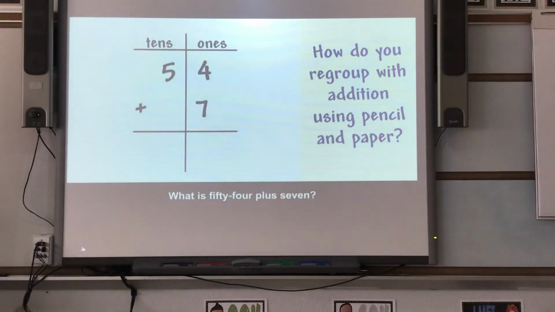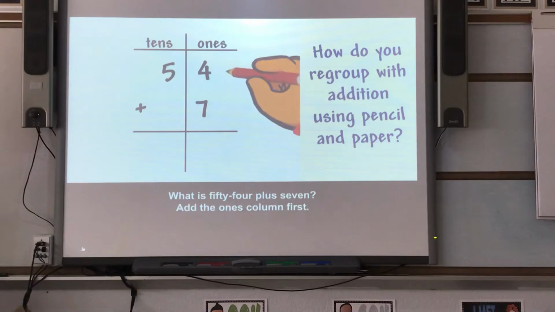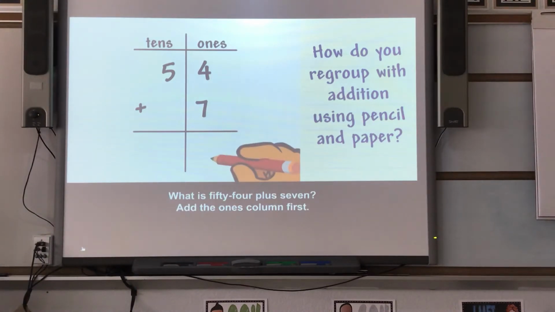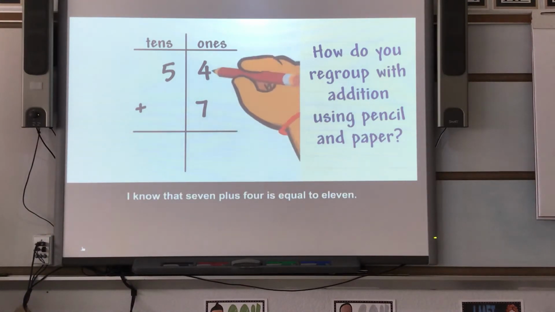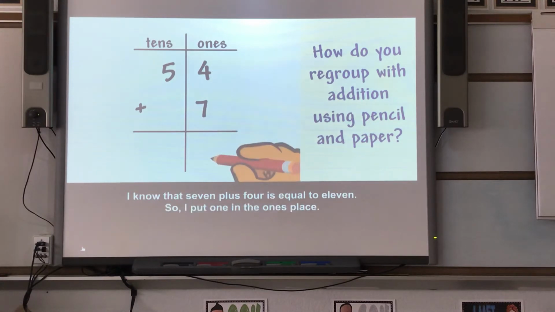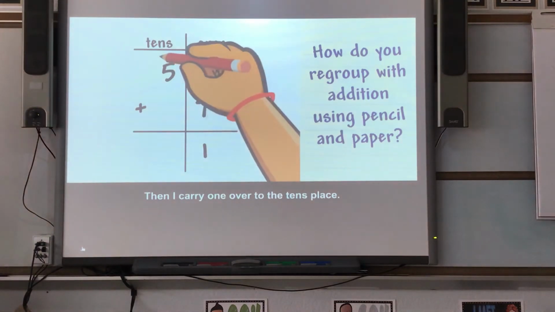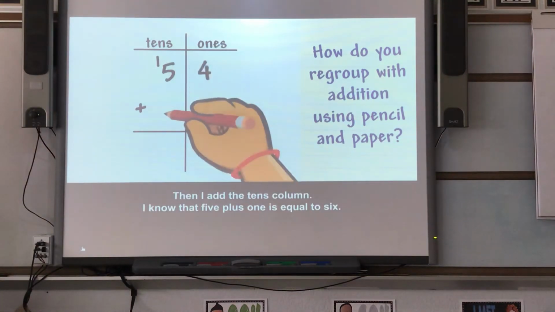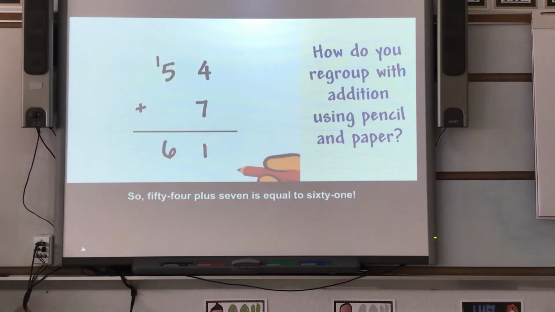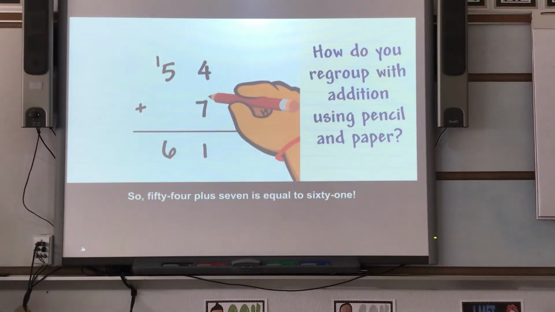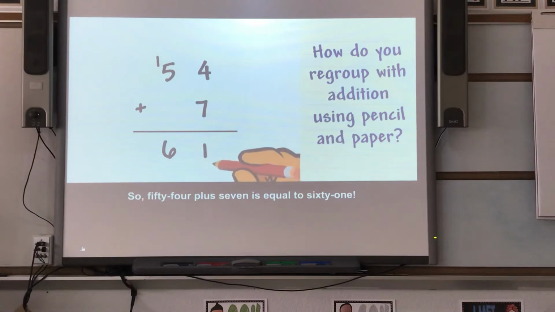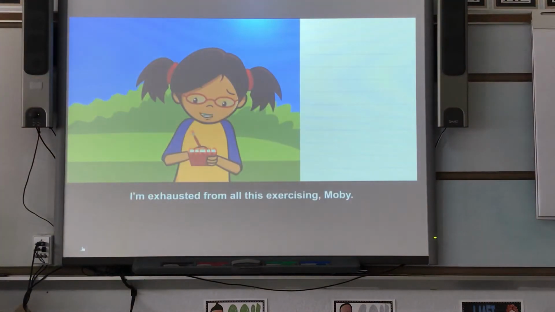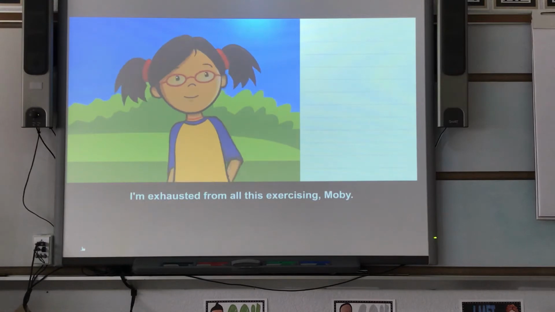What is 54 plus 7? Add the ones column first. I know that 7 plus 4 is equal to 11. So I put 1 in the ones place. Then I carry 1 over to the tens place. Then I add the tens column. I know that 5 plus 1 is equal to 6. So 54 plus 7 is equal to 61. I'm exhausted from all this exercising, Moby. Aren't you tired?